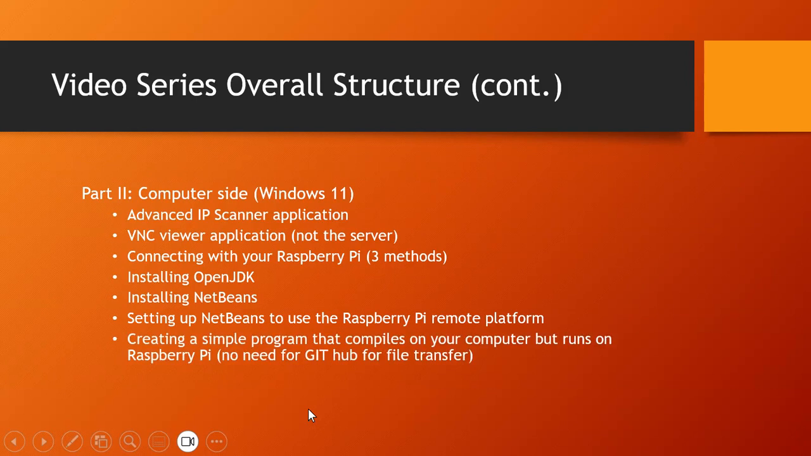What else? Eventually, we're going to check if this remote platform is working correctly. We are going to create a simple program that compiles on your computer and runs on the Raspberry Pi without needing GitHub, and we are going to be sure if it's working or not. This really took me a long time to get right, and I hope that you succeed based on the videos that I'm going to display here.